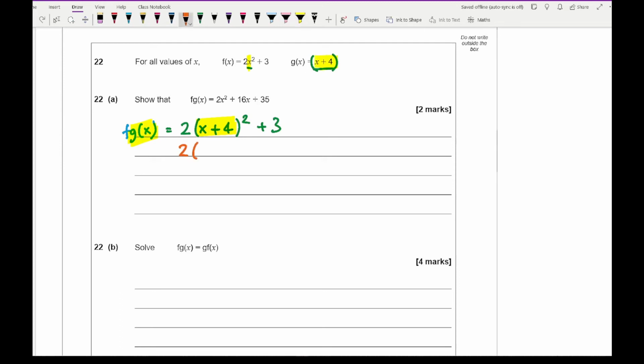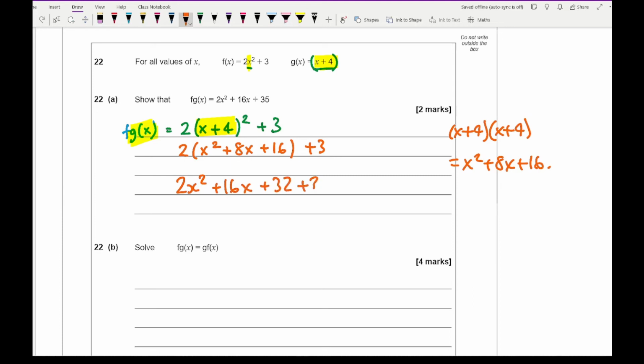Now recognize this is a double bracket question, so it's going to be x squared plus 8x plus 16, and then plus 3. I'll just quickly show you here, that's going to be x squared plus 8x plus 16. And then we simplify this further, so I get 2x squared plus 16x plus 32 plus 3, giving me a final answer of 2x squared plus 16x plus 35, which is what they wanted me to show.